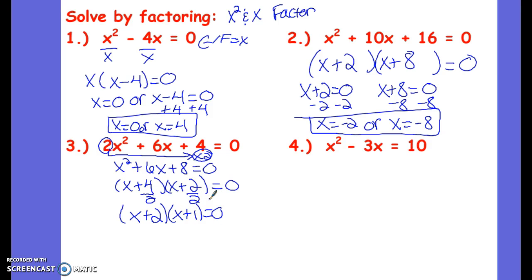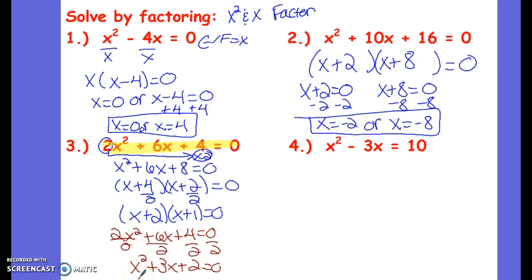Now I could have done something easier all the way from the beginning. Did anybody notice that in the original, right from the beginning, I could have divided by 2? If I went 2x squared plus 6x plus 4 equals 0, and I said I have a GCF of 2, you'd get x squared plus 3x plus 2 equals 0, which actually factors to that. So do you see why when you have that GCF, it's so much easier?